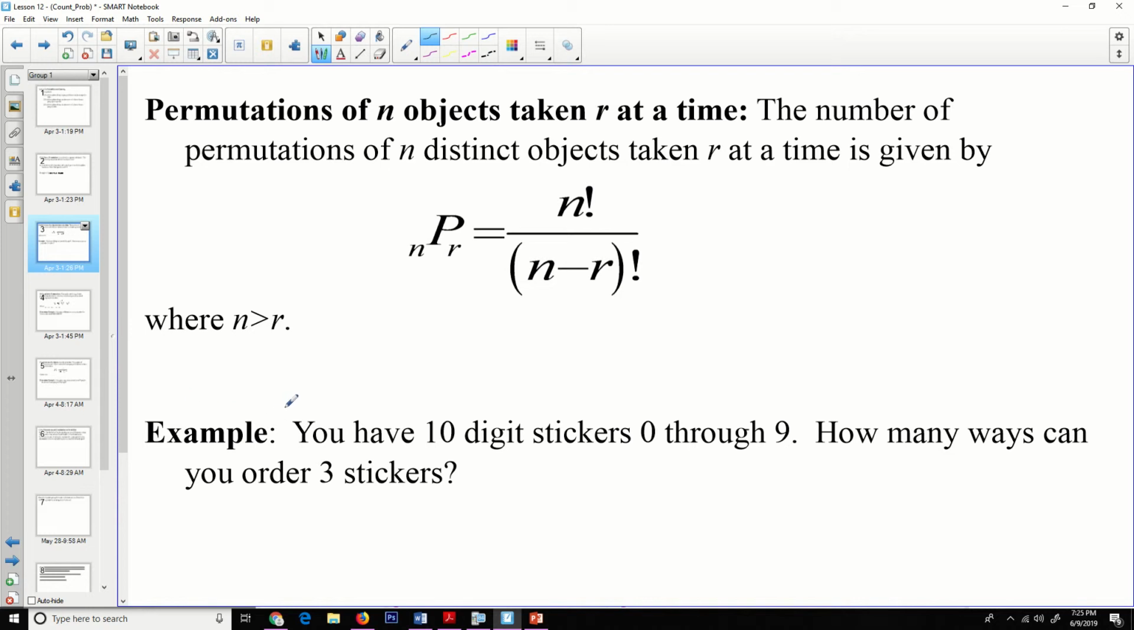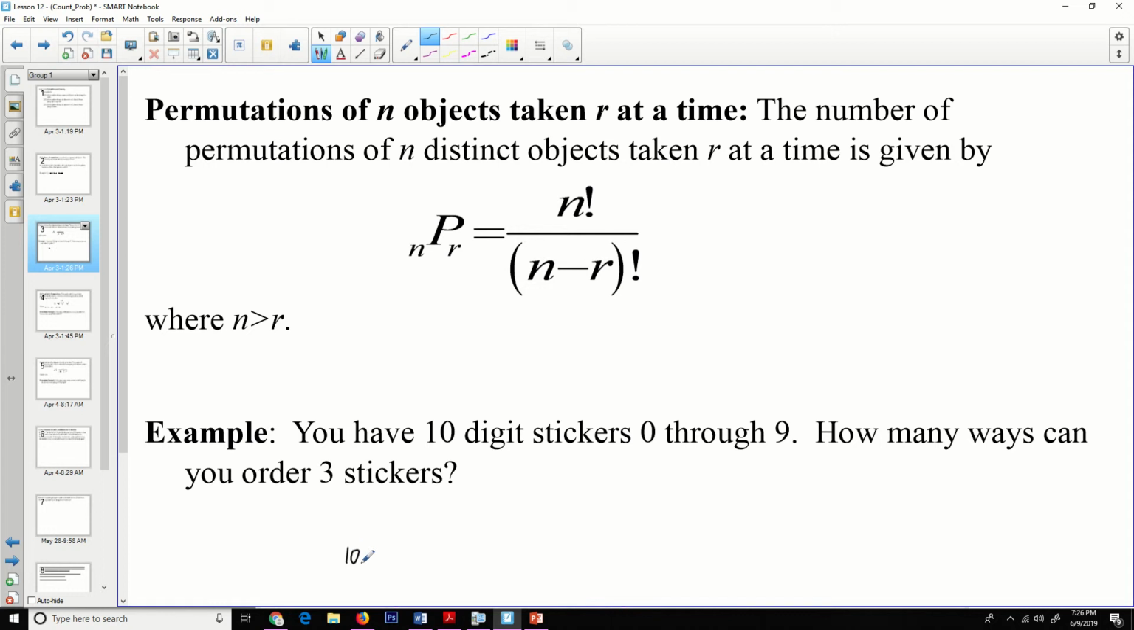So as a simple example, you have 10 digit stickers, 0 through 9. How many ways can you order three stickers? So basically what they're saying is you put all of the digits 0 through 9 in a hat and you pull them out 3 at a time. How many different ways can you arrange all of those stickers? So in one pull you could get 9, 8, and 7. On another pull you could get 9, 8, and 5. So that's what we're arranging here, and it is a permutation.